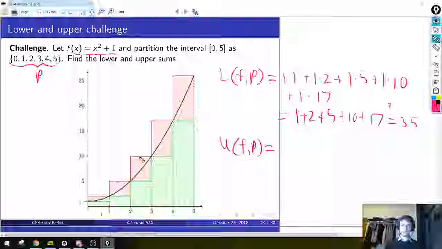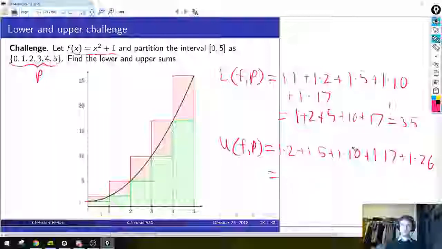Okay, so now when we do the upper sum, we'll use the supremums, which is the height of the red rectangles, right? So what is this sum? Once again, we have a consistent width of 1, but in this case, the supremum of f on the interval 0, 1 is going to be 2. So we're going to have 1 times 2 plus 1 times 5 plus 1 times 10 plus 1 times 17 plus 1 times 26.